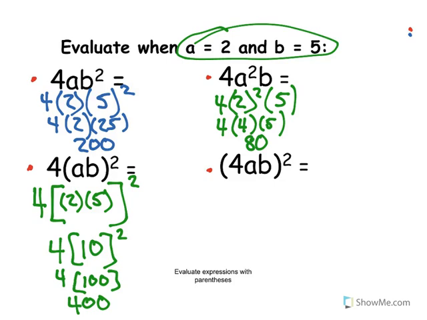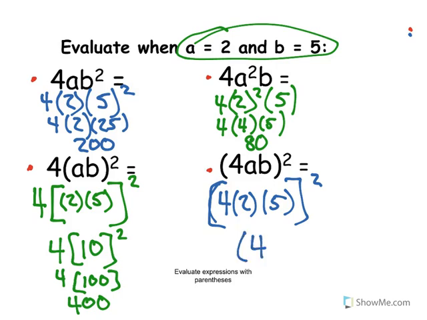What about the last one? Well, let's take a look. In my parentheses, I've got 4 times a, which is 2, times b, which is 5, and that whole thing is going to be squared. So I can do everything in my parentheses right now. 4 times 2 times 5, really we should do 5 times 2 is 10, times 4 is 40, squared, which is 1600. So just altering the placement of your parentheses and your exponents can obviously yield very different results when evaluating what seems like a very simple expression.